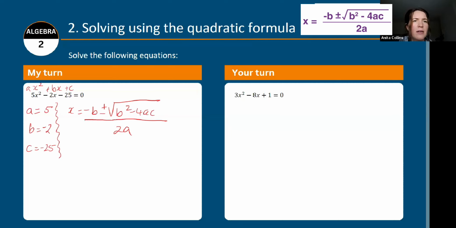Right, so we're going to sub in everything. So x is equal to minus 2 plus or minus the square root of 5 squared. Because 5 is positive, I won't bother with a bracket. If that was a negative number, I would definitely use a bracket there. Otherwise, your calculator will give you the wrong answer. Minus 4 times a, which is 5, and c is negative 25.